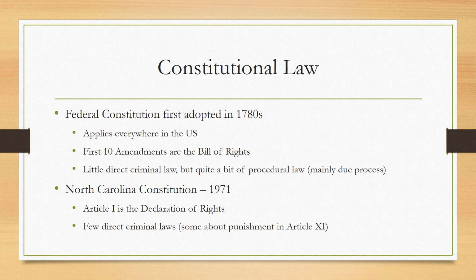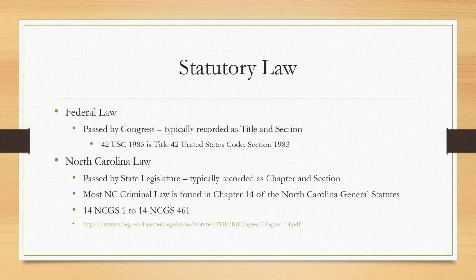We've had several. Immediately after the Civil War, there were major changes in the 1860s. There was another constitution. Finally, we wound up with one in 1971. And I hate to say this, but many people in North Carolina don't read the North Carolina Constitution, don't pay too much attention to it. Again, though, like the federal Constitution, it really focuses on rights and procedures.